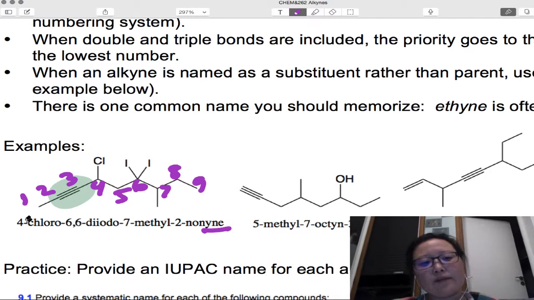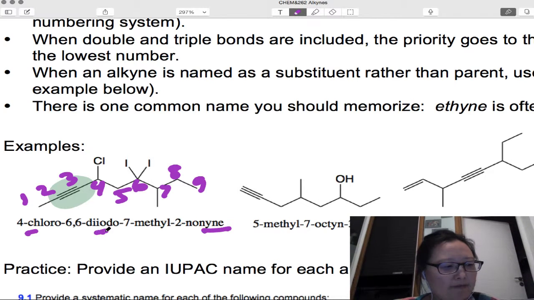And then we do dashes between numbers and letters and commas between numbers and numbers. Don't forget mono, di, tri, tetra, etc. And then we always list them by alphabetical order, but by the way, di doesn't count, so we're alphabetizing by I. The only ones that do count are iso and cyclo, and then neo, but you don't really see that very often. So we're alphabetizing by C, I, and M.